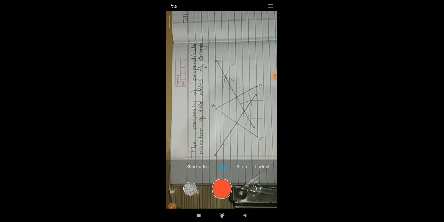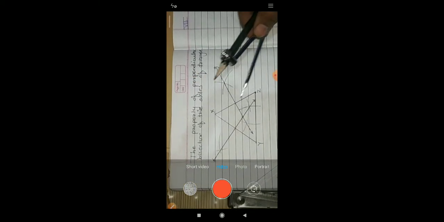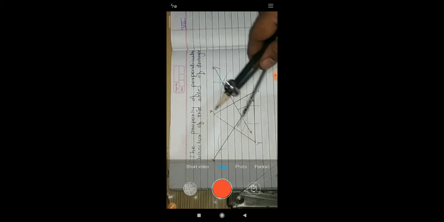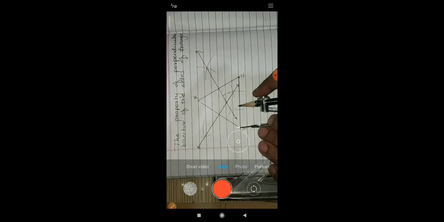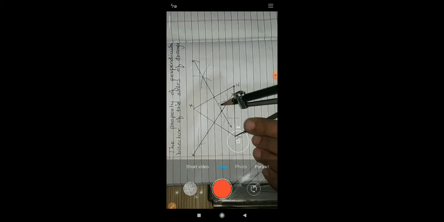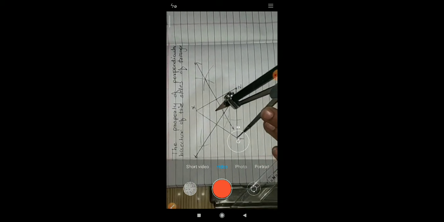Now one side remains. First we drew the xz's, then we drew the xy's perpendicular bisector, then another side remains, that is yz. For that, again you have to take the distance more than half of this yz in our compass, okay. If you see here, I took more than half distance. Same steps we have to follow. Draw arc from point x above the line and below the line.